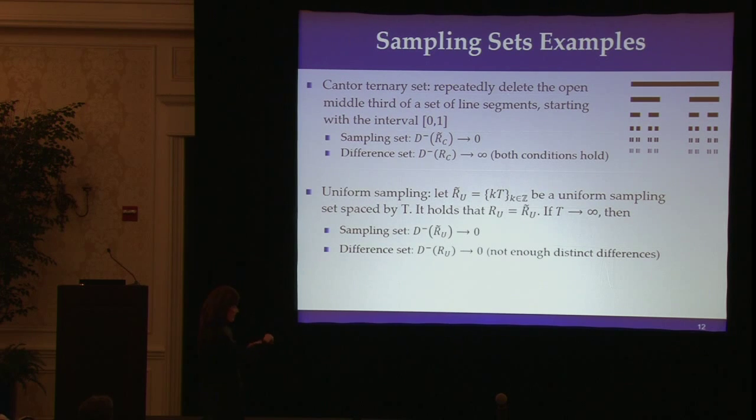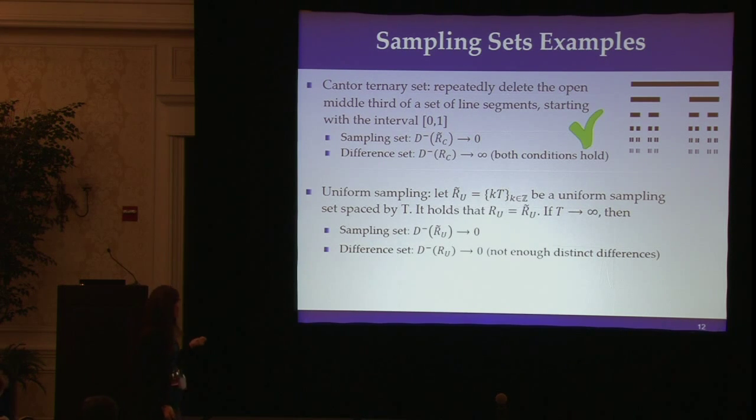To make this a little bit more concrete, one example of a set that satisfies these conditions is the ternary set. If you take a line and repeatedly delete the middle third of the line, you get this ternary set. It's easy to convince yourself that the density of the points goes to 0, but you can show that this set satisfies the two conditions we saw before, and therefore the density of the difference set goes to infinity. So you could presumably build hardware that samples in this form, and you could then recover the covariance from a density going to 0.